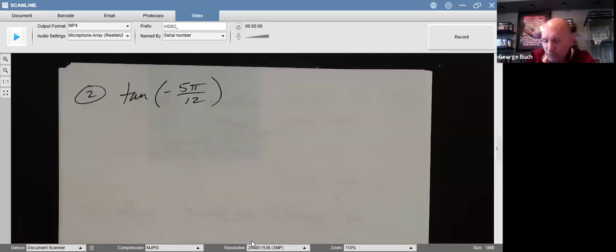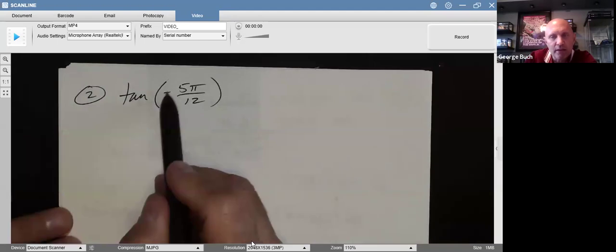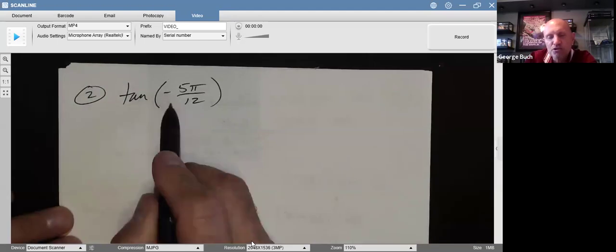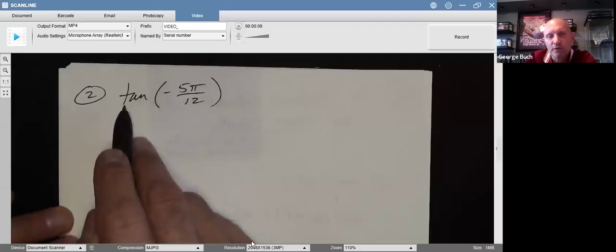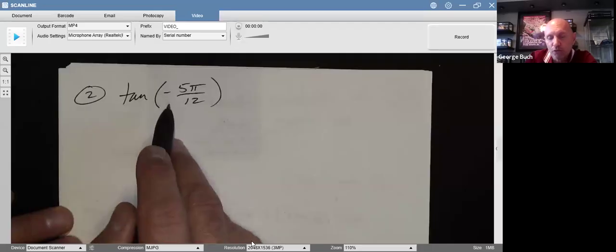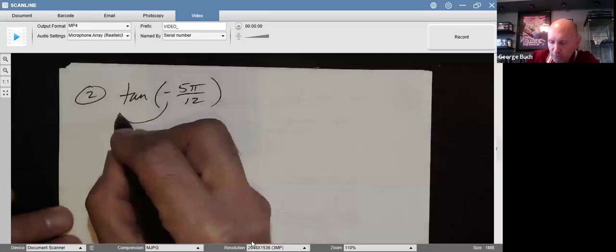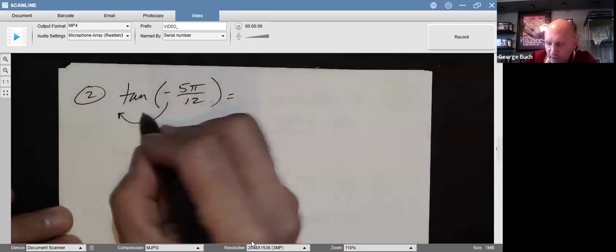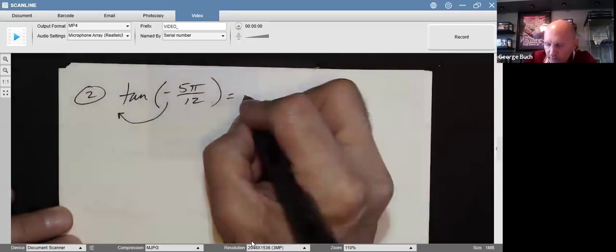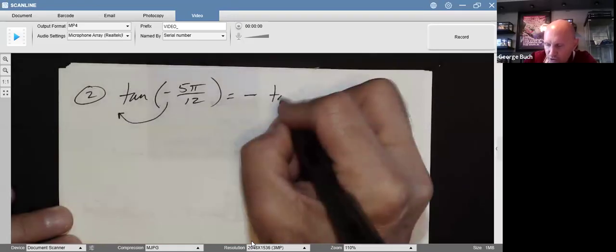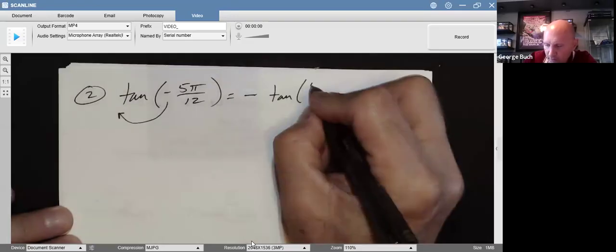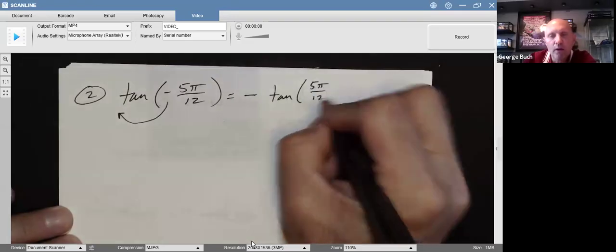But the first thing I'm going to do is get rid of this negative inside using my even and odd functions. Well, is tangent an even or an odd function? Tangent's odd. So what happens in an odd function? The minus sign moves in front. So tangent of negative 5 pi over 12 is the same as negative tangent of positive 5 pi over 12.